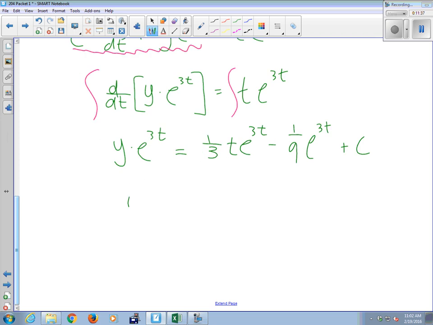Can you also solve this with the methods from last class? Yes, you can also do this using the method we learned last class, if you want.